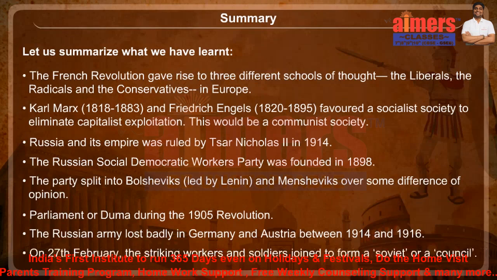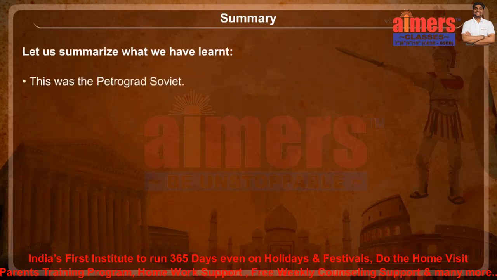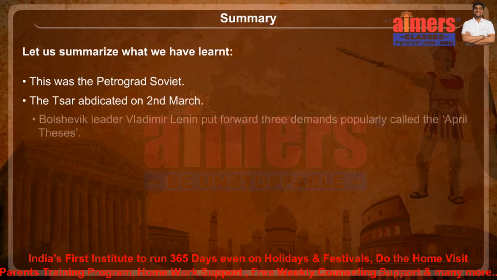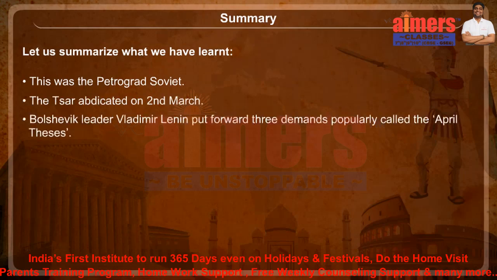On 27th February, the striking workers and soldiers joined to form a Soviet, or a council. This was the Petrograd Soviet. The Tsar abdicated on 2nd March. Bolshevik leader Vladimir Lenin put forward three demands, popularly called the April Theses.